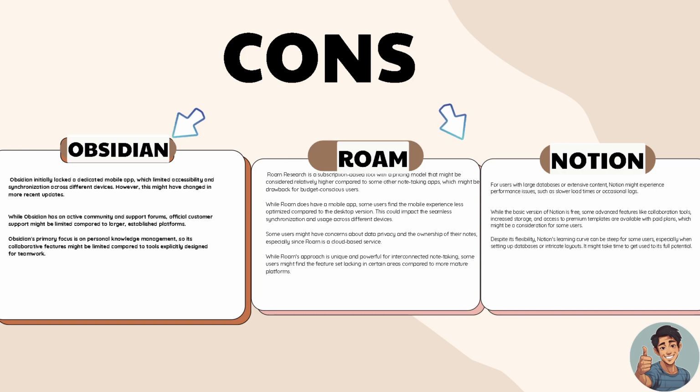Now, in terms of Roam, it is a subscription-based tool with a pricing model that might be considered relatively higher compared to some other note-taking apps, and that could be a drawback for budget-conscious users, right? While Roam does have a mobile app, some users find the mobile experience less optimized compared to the desktop version, and this could impact the seamless synchronization and usage across different devices. Now, some users might have concerns about data privacy and the ownership of their notes, especially since Roam is a cloud-based service. While Roam's approach is unique and powerful for interconnected note-taking, some users might find the feature set lacking in certain areas compared to more mature platforms, right?